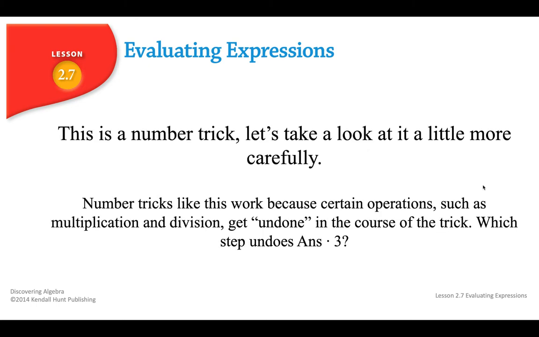Okay, so this is a number trick, right? And we're going to take a look at this a little more carefully and figure out what's going on. Number tricks like this work because there are certain operations like multiplication and division that get undone. So we do them and then we undo them. Which step undoes the answer times 3? What do we do if we take the answer times 3? How do we undo that?